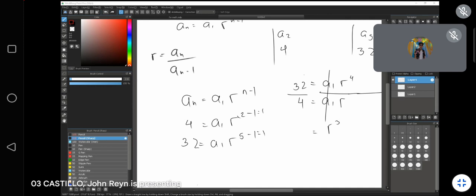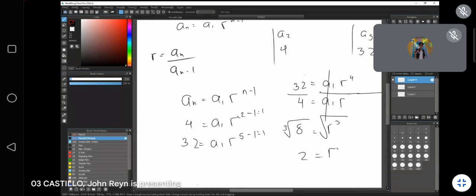Open your mic if you have questions, class, okay? So 32 divided by 4 would be 8. Since we have to remove the exponent, we will try to cube root it. Then the cube root of 8 would be 2, and don't forget to cube root the R cubed.